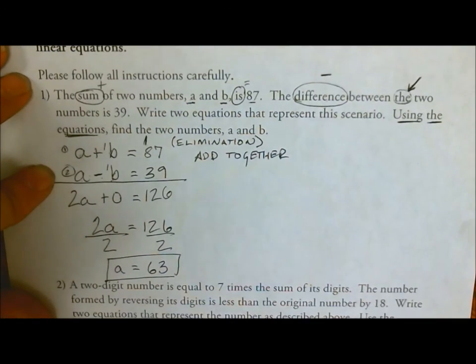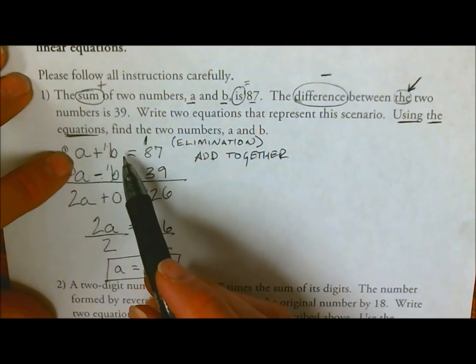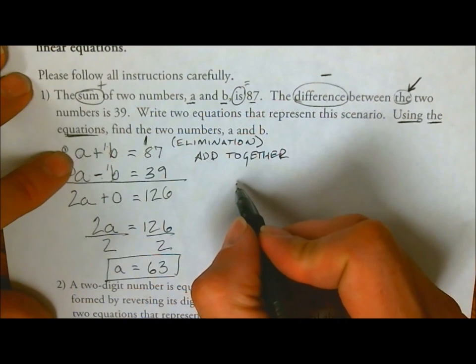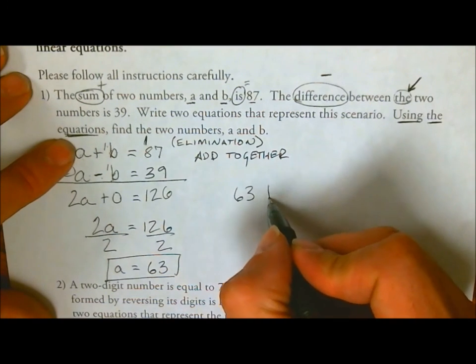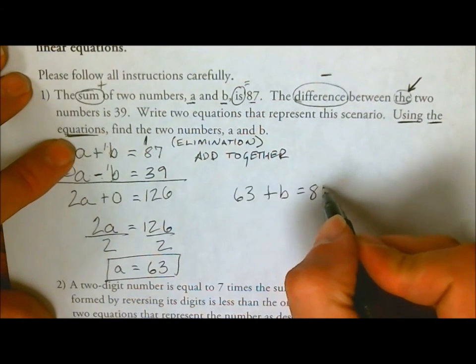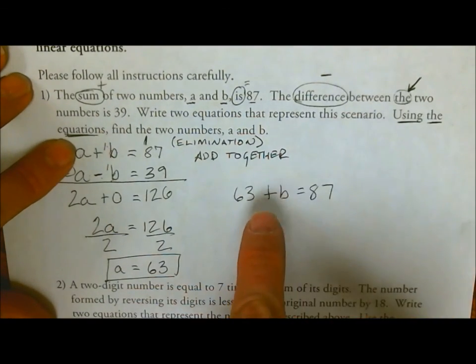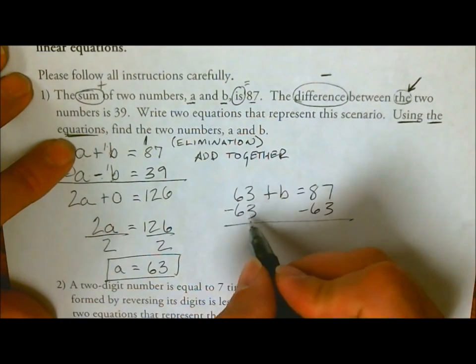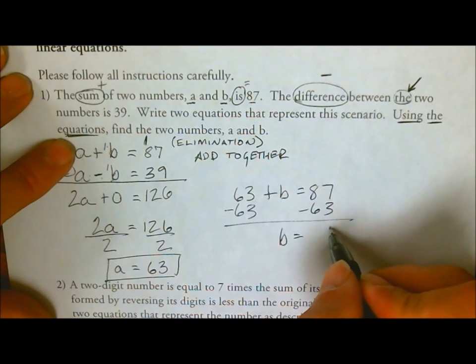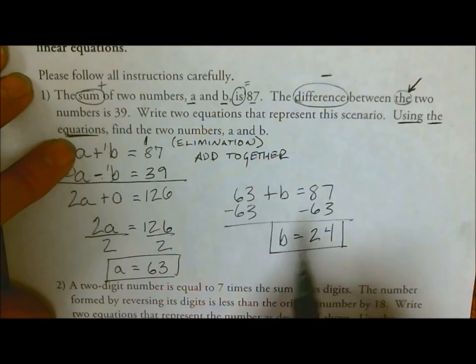Now that I know what A is, I can take that A and substitute it back into either one of these equations to get B. So, if A is 63, I can write for this equation 63 plus B equals 87. Now I can solve for B using this equation. If I subtract 63 from both sides, I get B equals 87 minus 63, which is 24. Well, that's pretty slick. A is 63, B is 24.